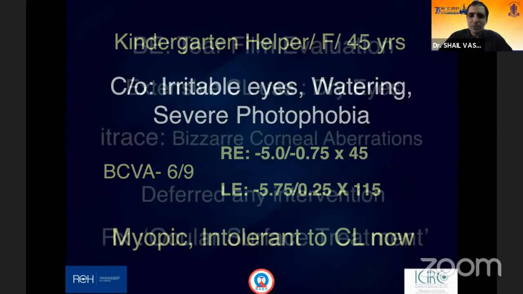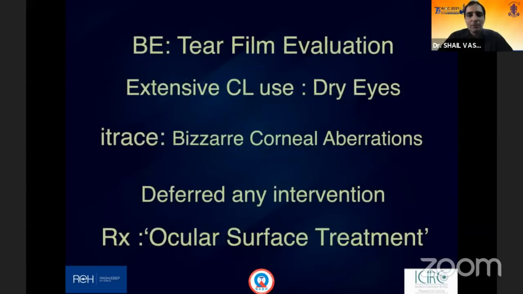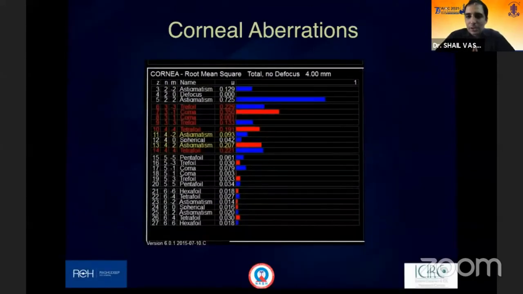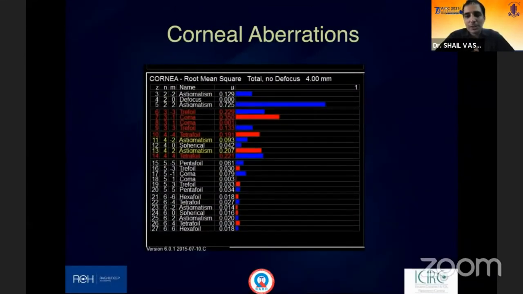Now, when we evaluated her, the tear film evaluation showed an extremely high breakup time. I mean, a very fast breakup time. And the eye trace showed bizarre corneal aberrations. So we decided that we are not going to even talk about any form of surgery as of now.